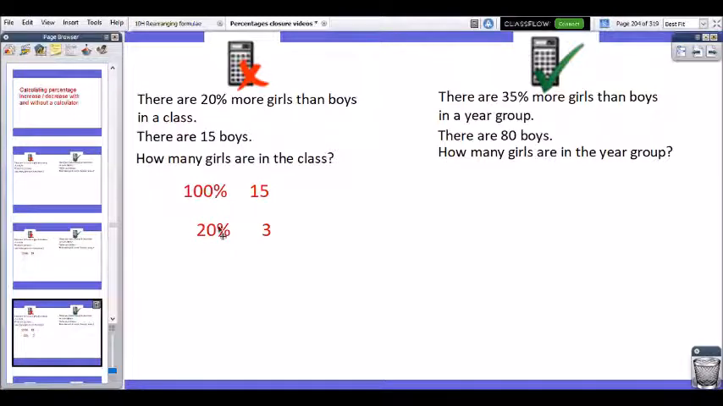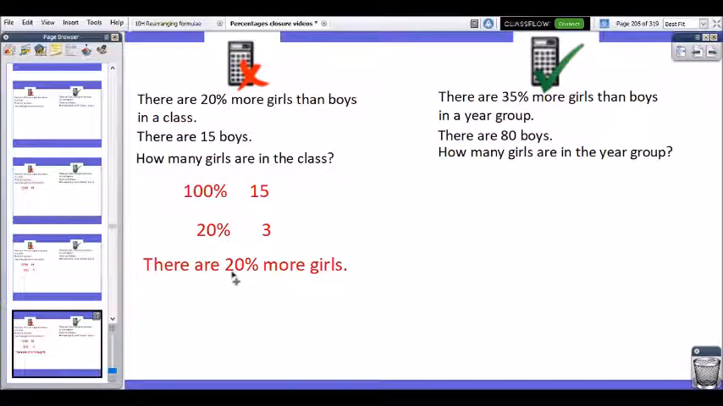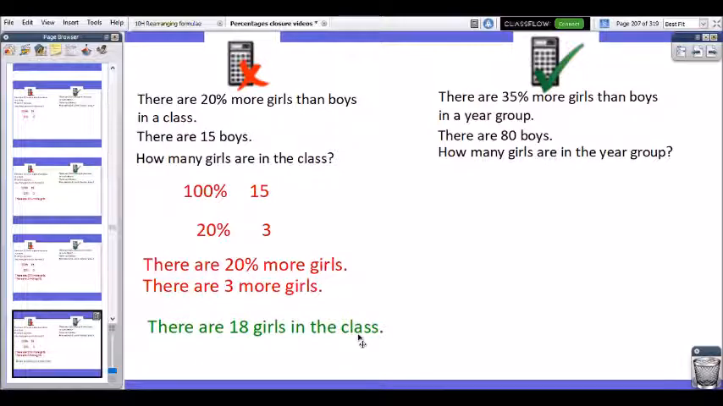Well, if I divide both amounts by 5, so divide both sides by 5, that tells me that 20% is 3 people. So we were told there are 20% more girls, and we know that 20% now represents 3 people, so this means there are 3 more girls. So altogether there are 18 girls in the class because there are 3 more girls than boys, and there are 15 boys. 15 add 3 gives me 18.